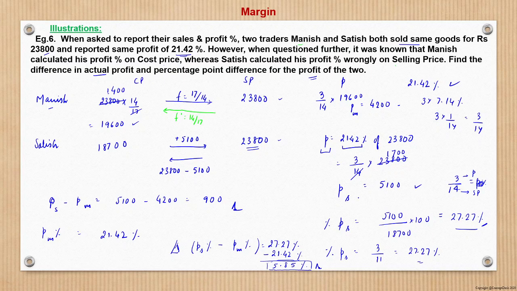So we have obtained the actual profit in absolute terms of Manish and Satish. The difference we can calculate, the difference is 900 rupees. Now the profit percentage of Satish: here this 3 by 14 represents 3 units of profit and 14 units of selling price, right? So what will be the cost price? 11 units. So the actual profit percentage would be 3 by 11. So 3 by 11 is nothing but 27.27, right? So the difference between 27.27 and 21.42 will be the required percentage point difference in the profit of the two traders. So this is the answer to this question.